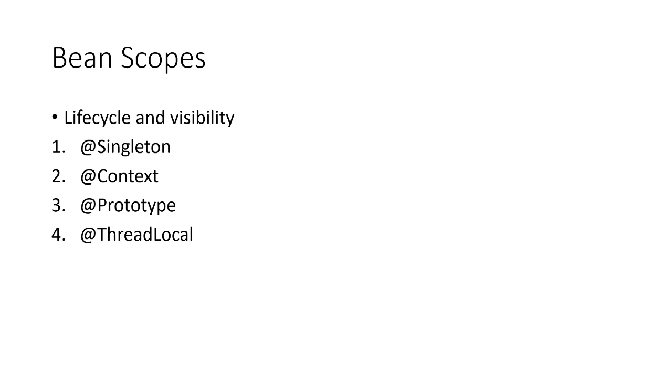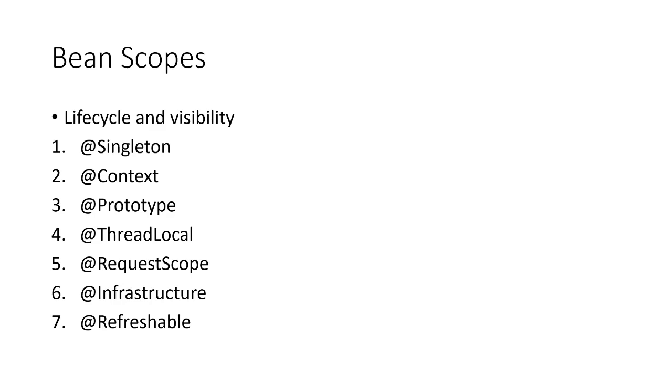@ThreadLocal. This scope associates the bean per thread using the thread local. @RequestScope. If we annotate a bean with the @RequestScope annotation, a new instance of that bean is created and associated with each HTTP request. Apart from this, @Infrastructure and @Refreshable are other bean scopes. You can read more about these scopes from the link given below in the description.